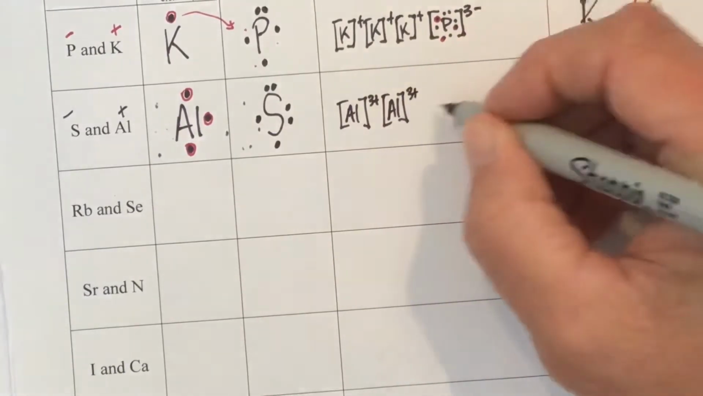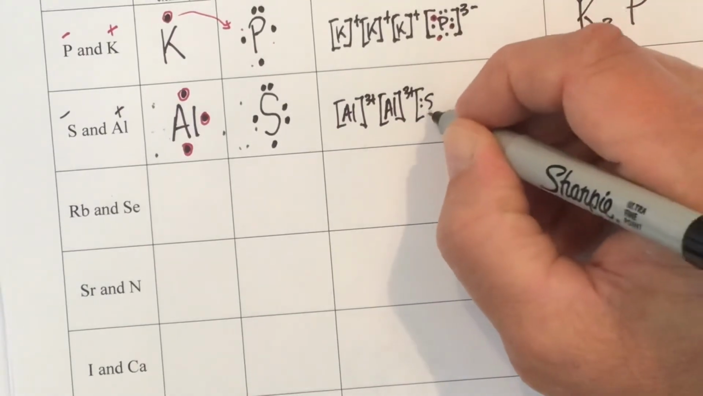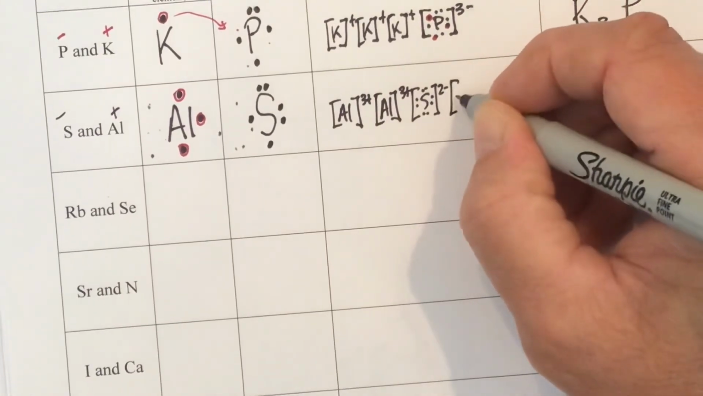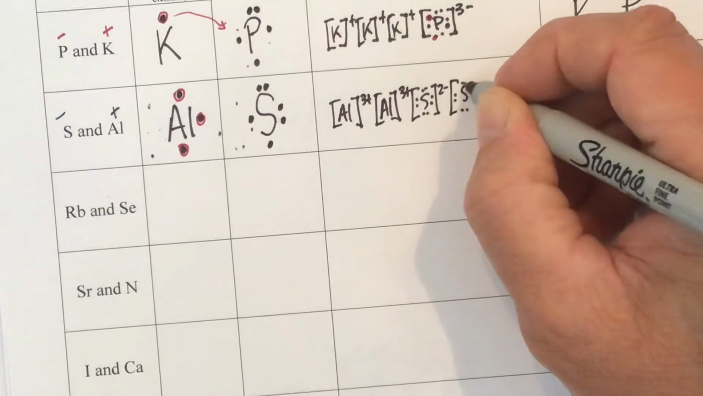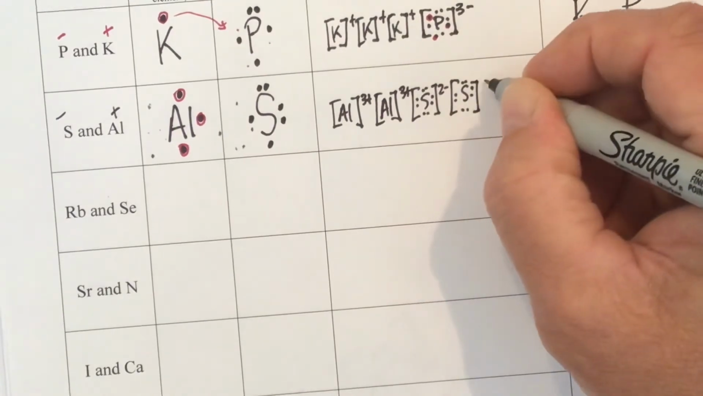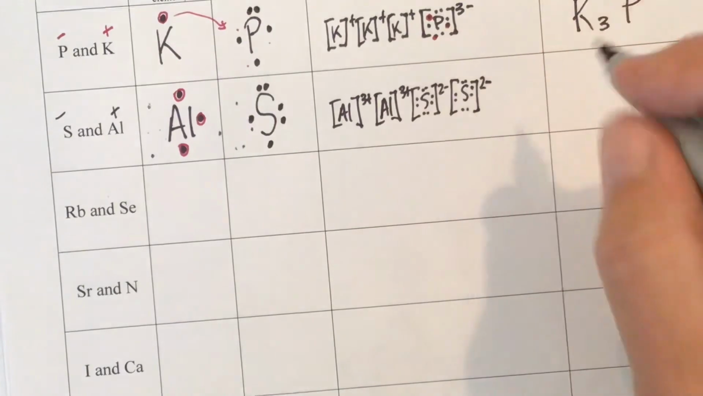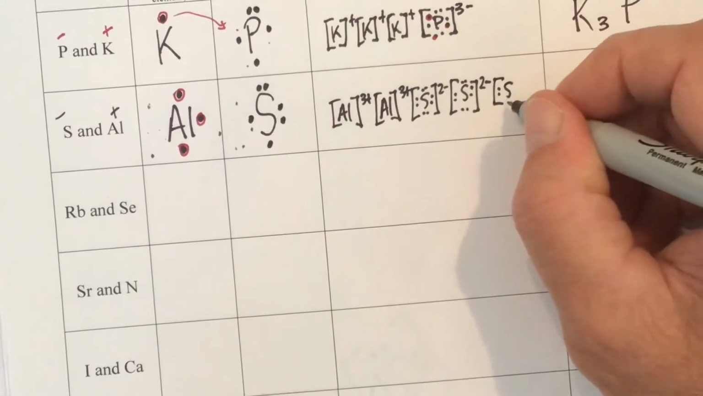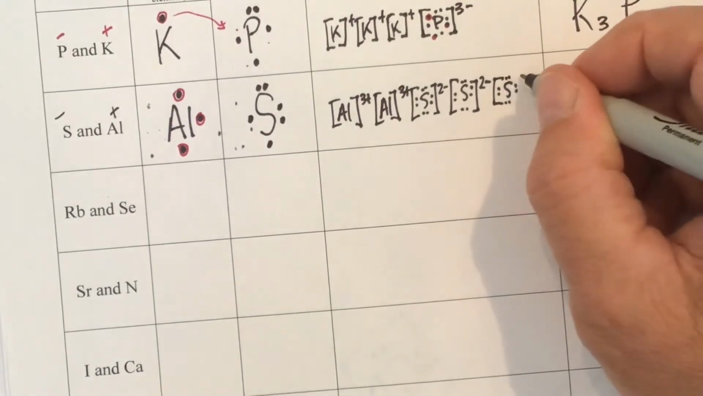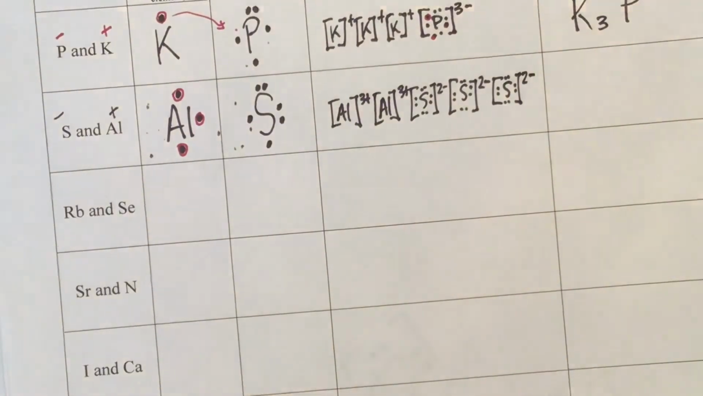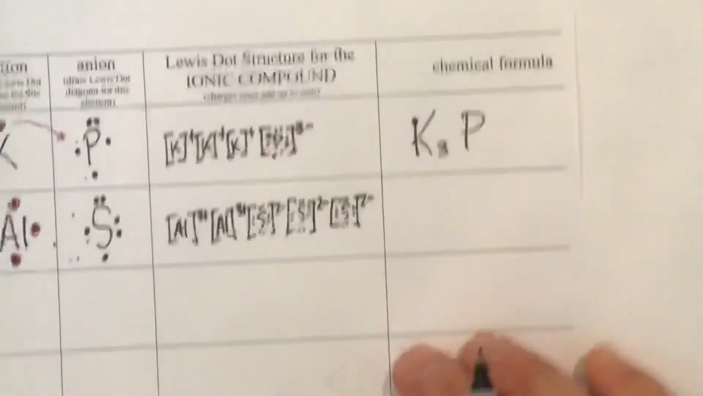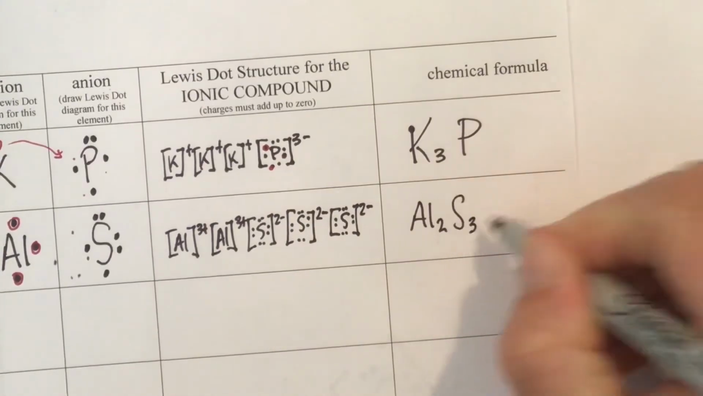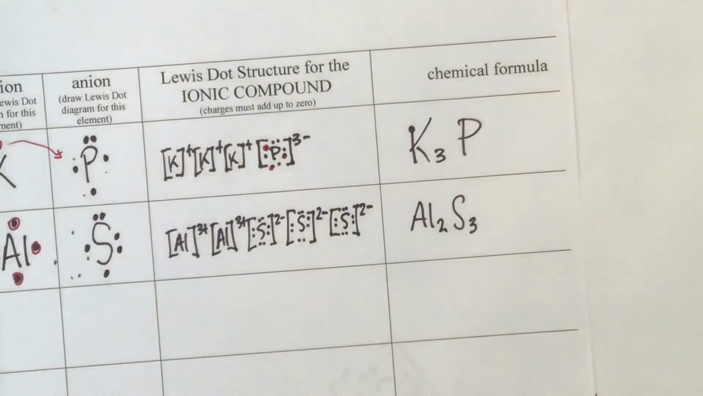Write small. It's going to take a lot of space here. So our formula is going to be Al2S3. Okay.